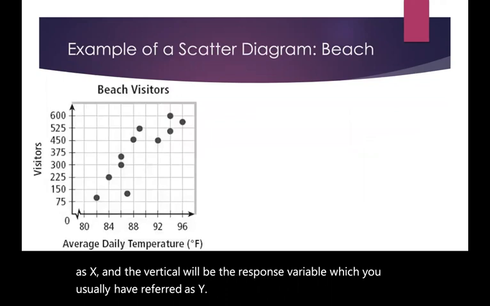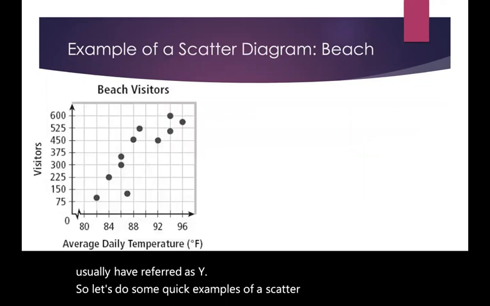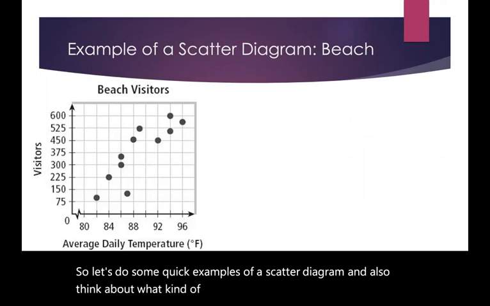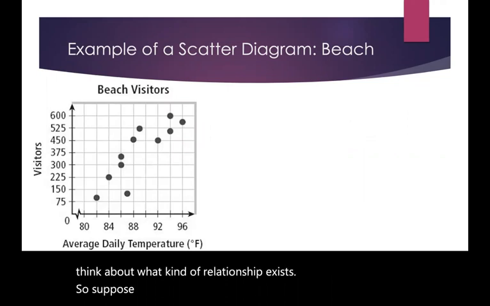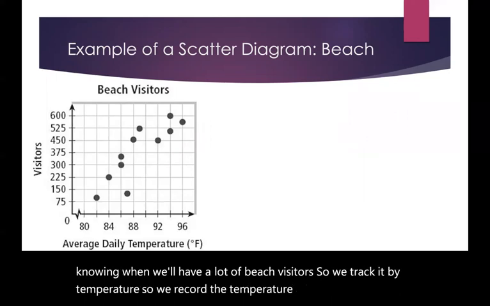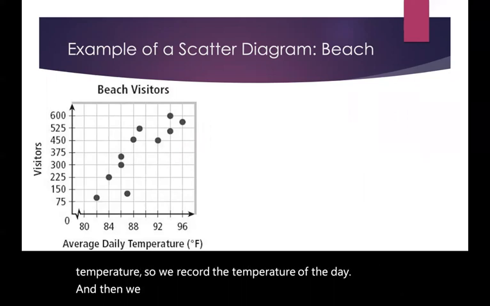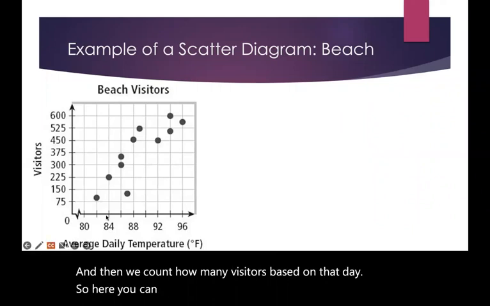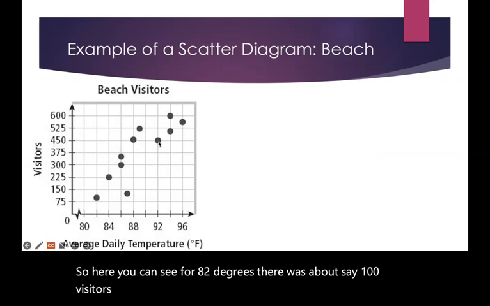So let's do some quick examples of a scatter diagram and also think about what kind of relationship exists. Suppose we're looking at beach visitors and we're interested in knowing when we'll have a lot of beach visitors. So we track it by temperature. We record the temperature of the day, and then we count how many visitors there were on that day. Here you can see for 82 degrees, there were about, say, 100 visitors. And if you go up to 96 degrees, there are somewhere around 550 or so.